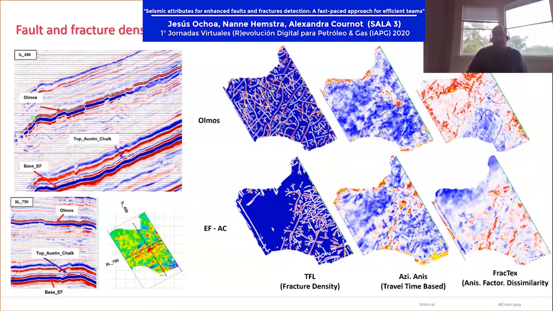There is an azimuthal anisotropy travel-time-based approach that was also tried by some of the geoscientists in our team at the time, and the FracTex plugin from DGV as well, which shows the best correlation with the TFL. Look at these folds that are really well imaged in both of them. And we used here the similarity attribute from FracTex.